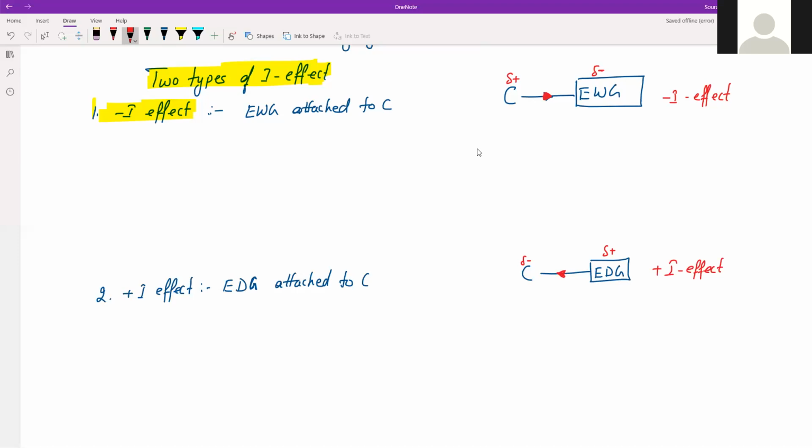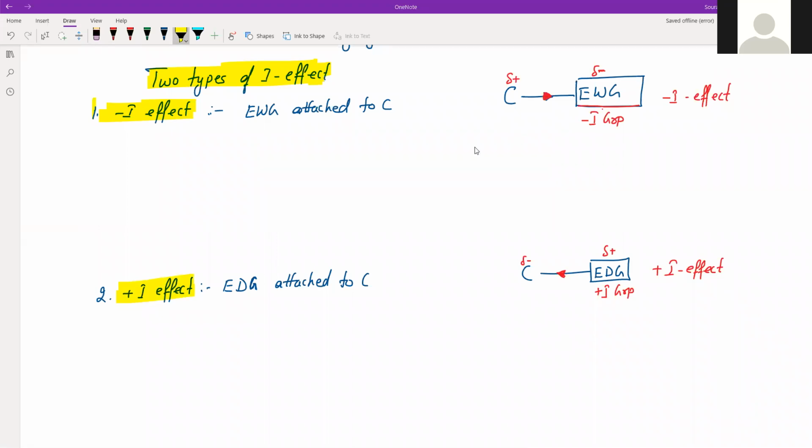Or if we have to see from the perspective of the groups attached to carbon, the electron withdrawing group here is also called minus I group. And because it is due to the minus I group, we say that this effect is minus I effect. Here that is plus I group, and that's why it is called plus I effect. So there are two types of effects, plus I effect and minus I effect.